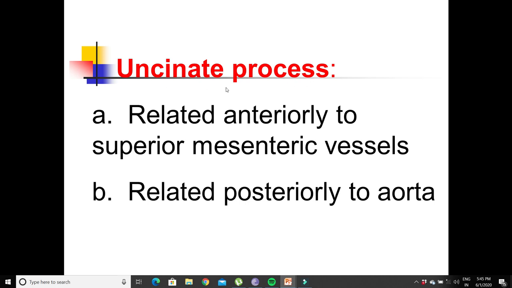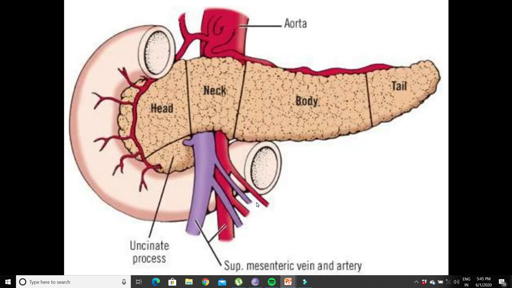Now, the relations of the uncinate process are that it is related anteriorly to the superior mesenteric vessels and posteriorly to the aorta. Let's see the slide. This is the uncinate process. So anterior to the uncinate process are the superior mesenteric vessels, that is the superior mesenteric artery and superior mesenteric vein. And posterior to the uncinate process is the large vessel, that is the aorta. Okay, easy.